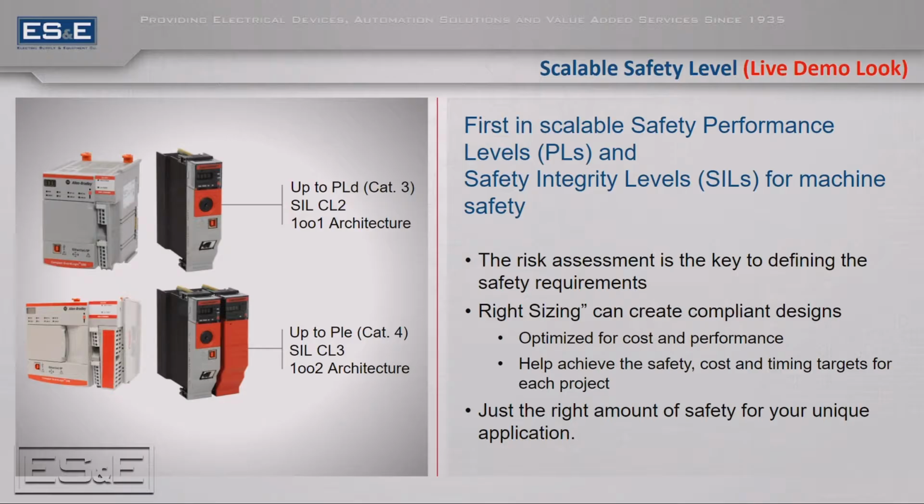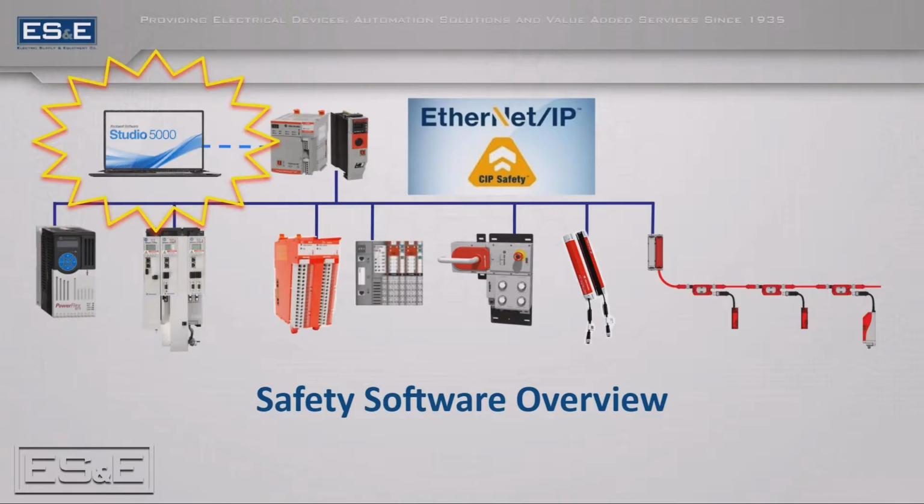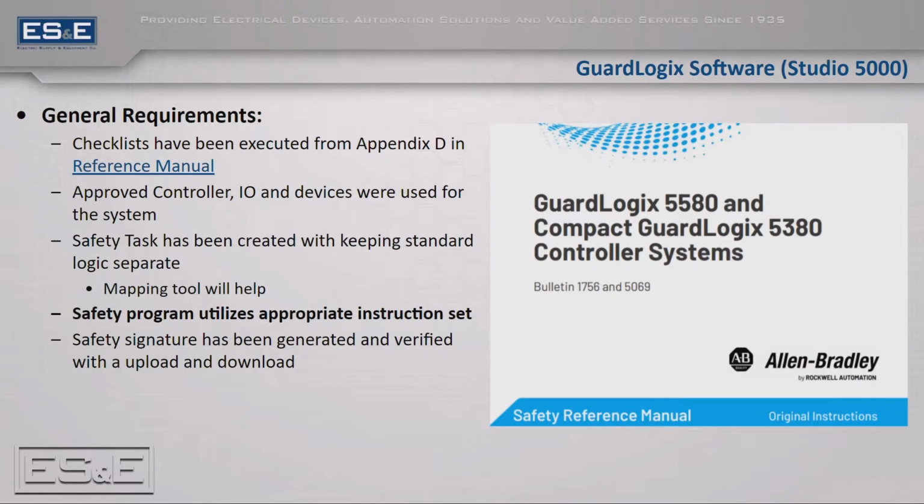We're going to go ahead and move directly into the safety software. So the software utilized for safety is Studio 5000, which I alluded to earlier. So we're going to go through a general overview of the software side of Studio 5000. And when we start talking about the safety specifics for the controllers, there is a really good reference manual that Rockwell publishes to help people when they are first designing and implementing these systems.